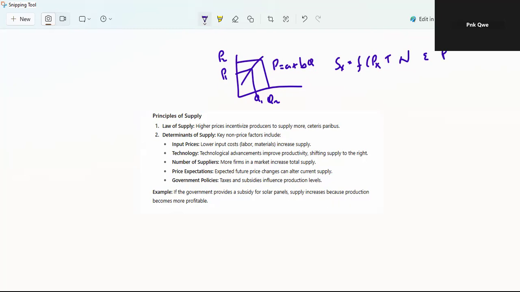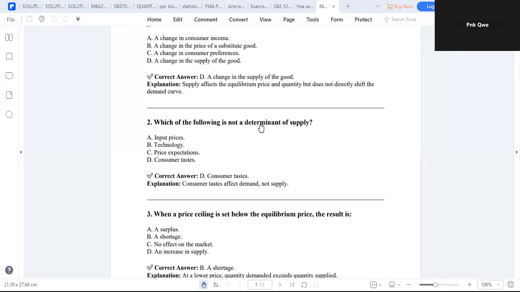Production of more. So now we go to our question in this regard. What is our question asking for? Our question is asking which one of the following is not a determinant of supply. Is it price of input, technology, expectation, or consumer taste?